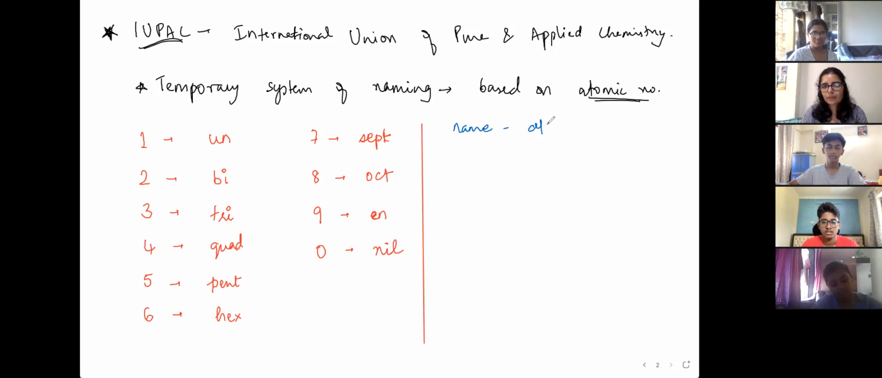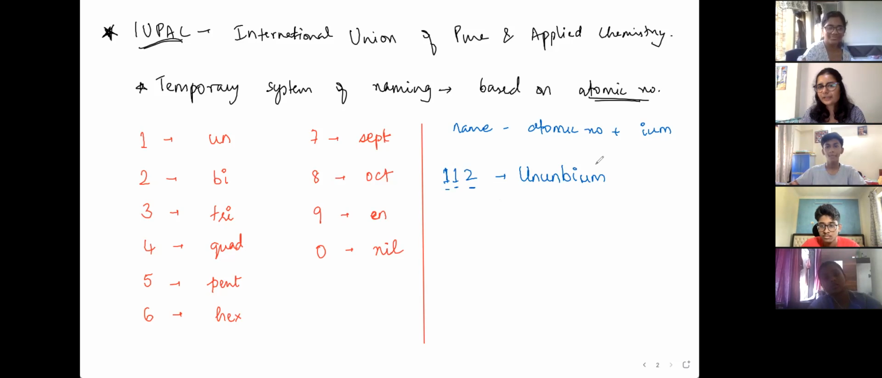Now, the naming system is basically the atomic number. The name will be the atomic number plus ium. So for example, you have an element newly discovered which has atomic number, say, 112. What is 1 in words? Un, right? The second digit is also 1, so again it's un. And then what is the word for 2? Bi. End it with ium, because that's how elements are, like sodium, potassium, ium. That's it. So this is the temporary name.